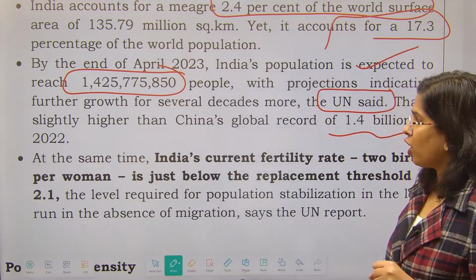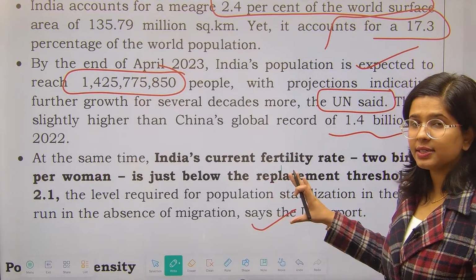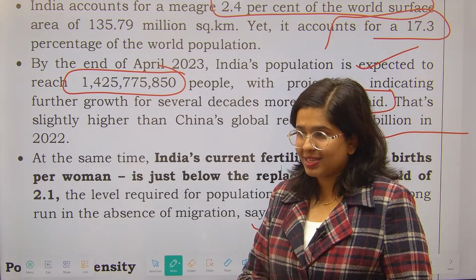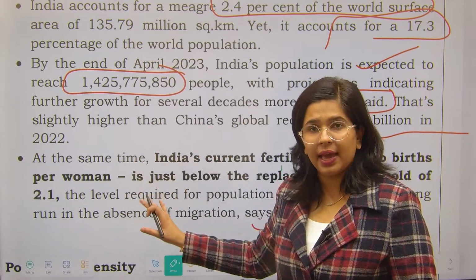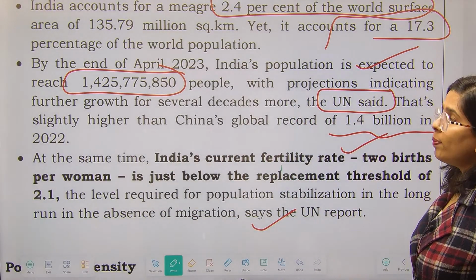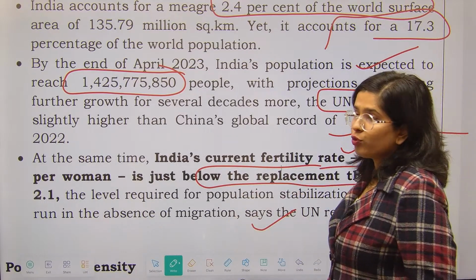Moving forward and talking about the TFR, we also have this particular data from the National Family Health Survey, right? NFHS-5 has also declared this. So for this we have government data, but the UN also says that India's current fertility rate is 2 births per woman, just below the replacement threshold of 2.1.